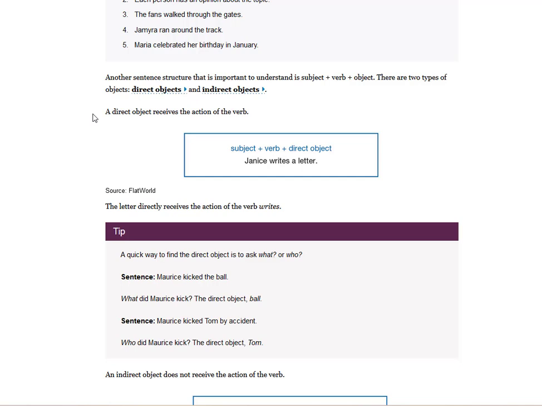Another sentence structure that is important to understand is subject, verb, object. There are two types of objects, direct object and indirect object. A direct object receives the action of the verb, and a direct object comes directly after the verb, hence the name, direct object. Janice writes a letter. Janice is the subject, writes is the verb, a letter is the direct object.